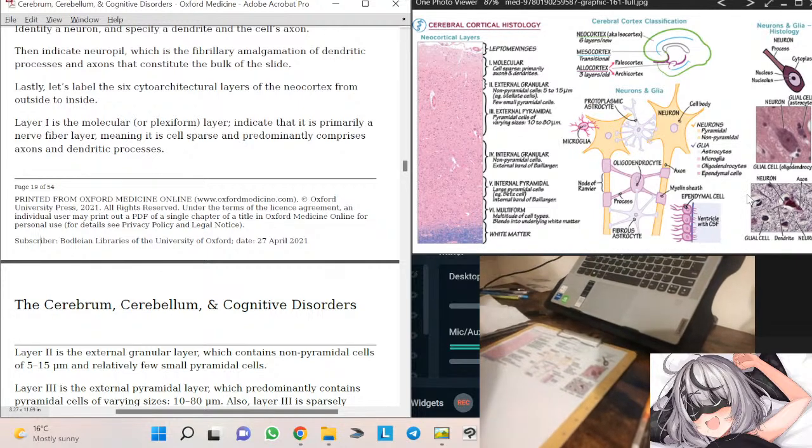Lastly, let's label the 6 cytoarchitectural layers of the neocortex from outside to inside. Layer 1 is the molecular or plexiform layer. Indicate that it is primarily a nerve fiber layer, meaning it is cell sparse and predominantly comprises axons and dendritic processes. Nerve fiber layer, plexiform. Layer 1, molecular.